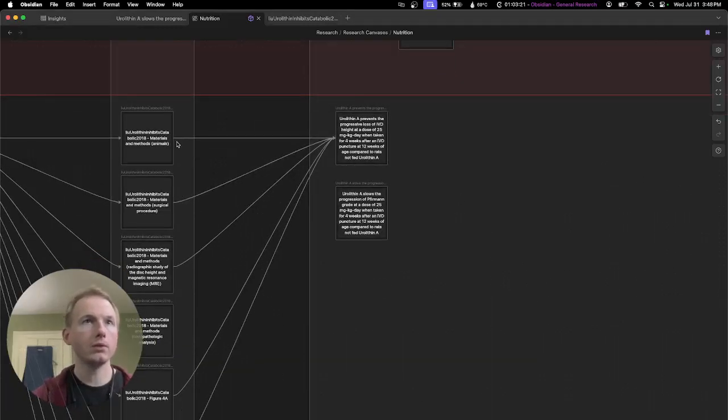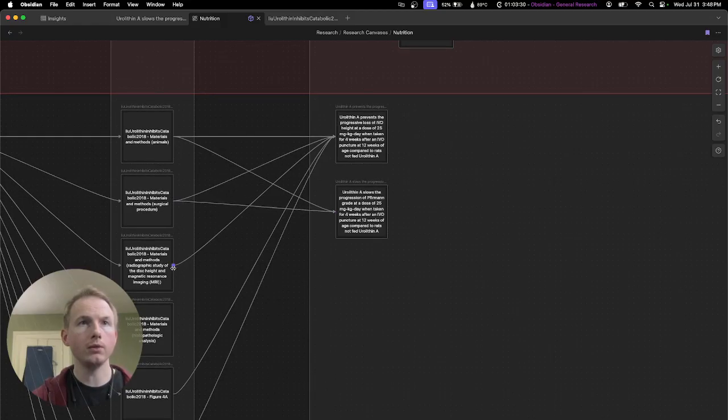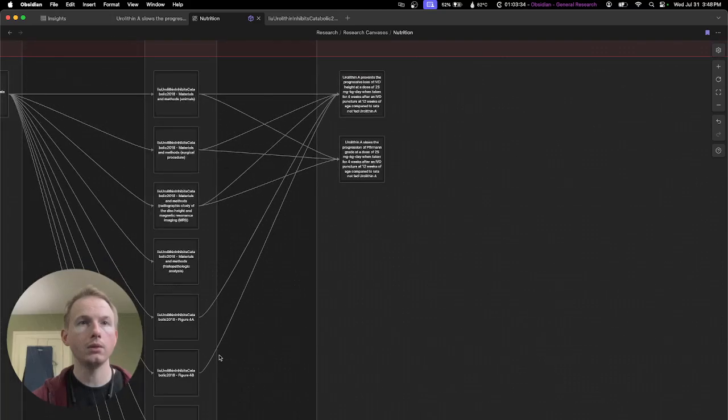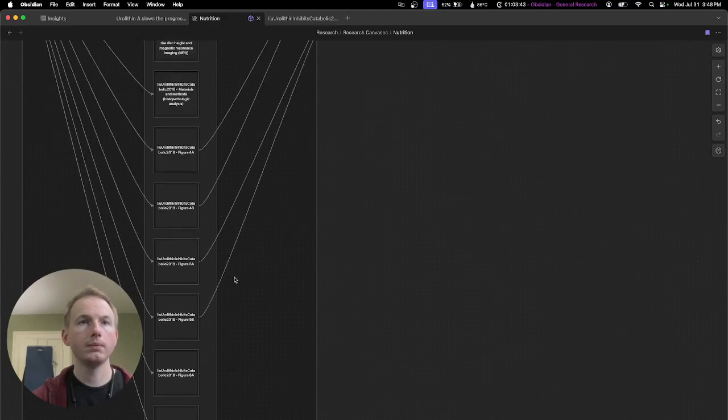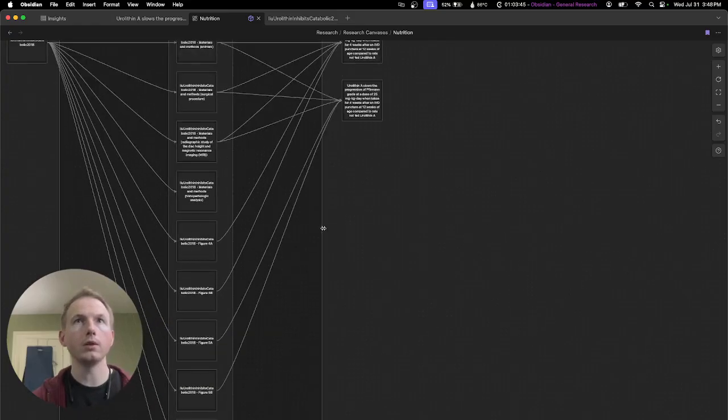And in this case, we've got the age of the animals, we've got the puncture model, we've got the MRI methods, and we've got the MRI results. Okay, now the histological analysis.